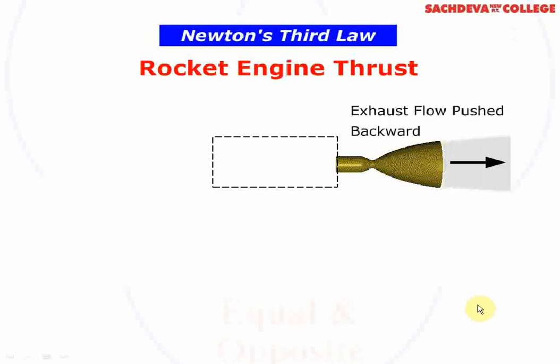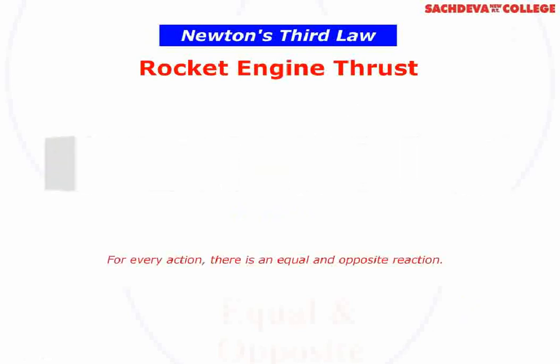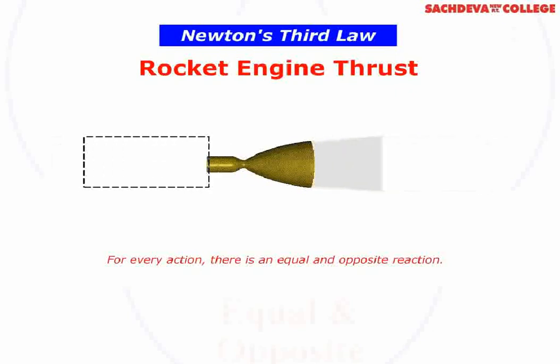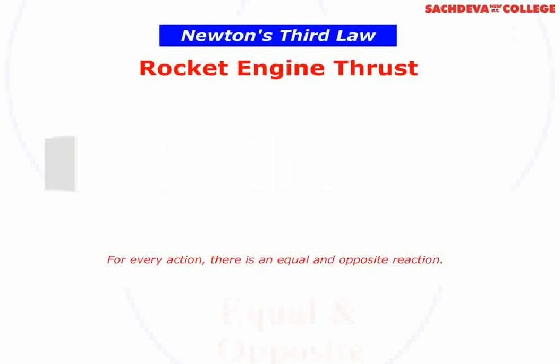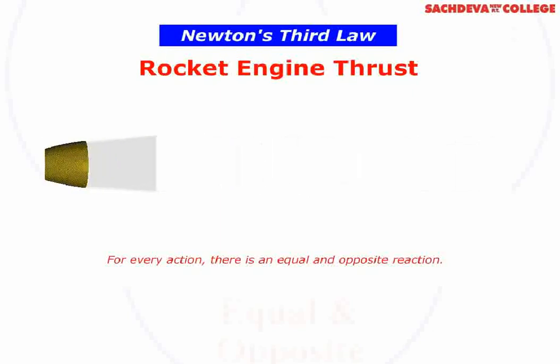Now the rocket engine is indicated here. The exhaust flow is pushed backward and the rocket is moving forward. So what we are finding is that action and reaction are taking place. That is, gases are going backward and the rocket engine is moving forward. So up to the time the gases are exhausted in the backward direction, the engine will move forward. This is what is depicted in this animation.